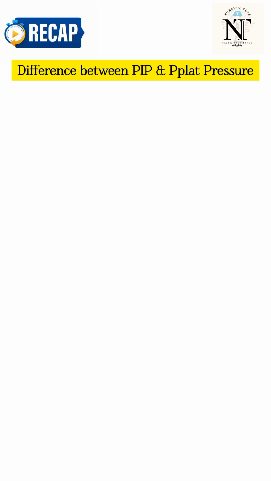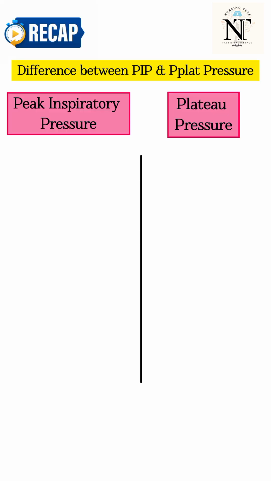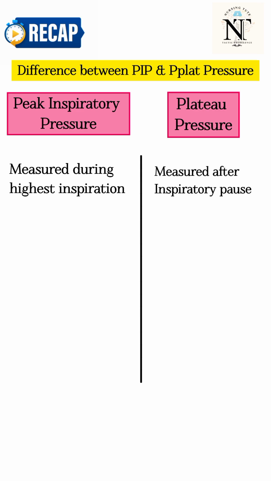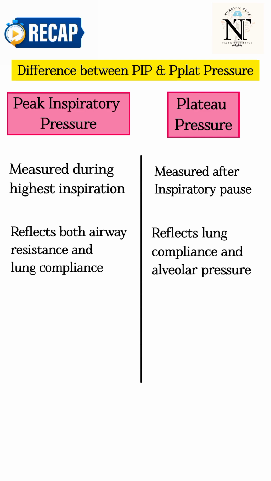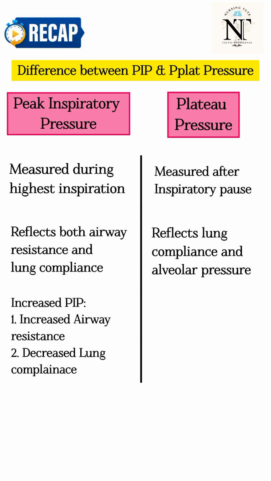Here is a quick recap of the difference between peak inspiratory pressure and plateau pressure. The peak inspiratory pressure is measured during the highest inspiration, whereas the plateau pressure is measured after an inspiratory pause, where there is no airflow. And this peak inspiratory pressure reflects both airway resistance and lung compliance, whereas this plateau pressure reflects lung compliance and alveolar pressure. This increased peak pressure indicates increased airway resistance and decreased lung compliance, whereas this increased plateau pressure indicates the highest risk for lung injury.